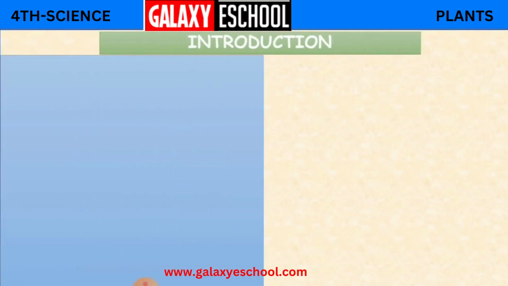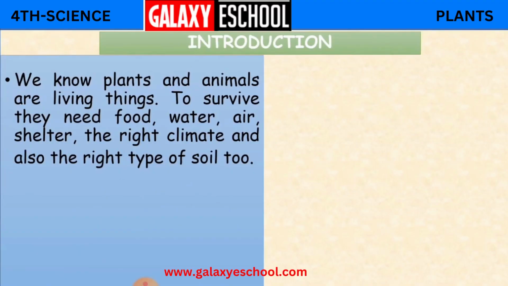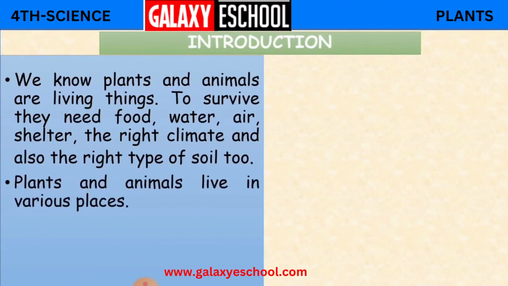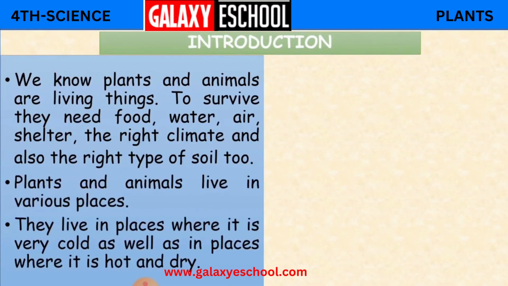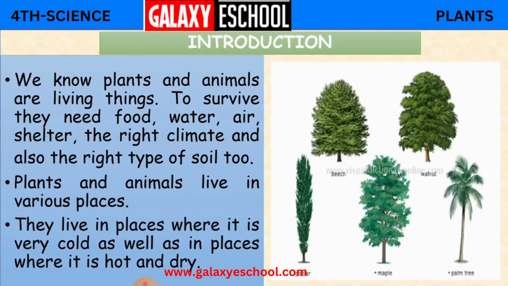So already we have learnt in our earlier classes that plants are living things. Around us we are seeing so many plants, so we'll just learn something about them. We know plants and animals are living things. To survive, they need food, water, air, shelter, the right climate, and also the right type of means.